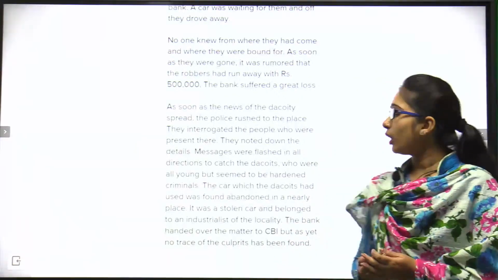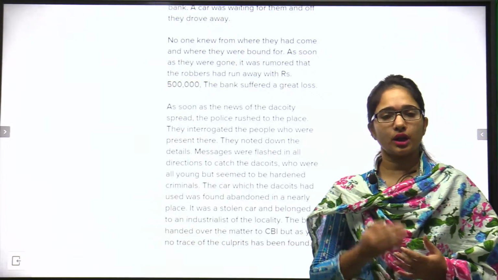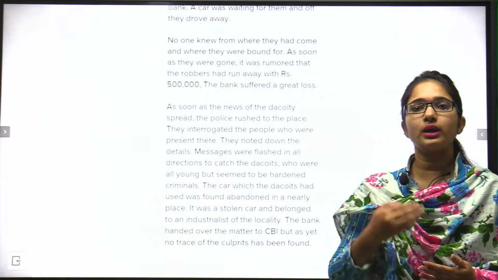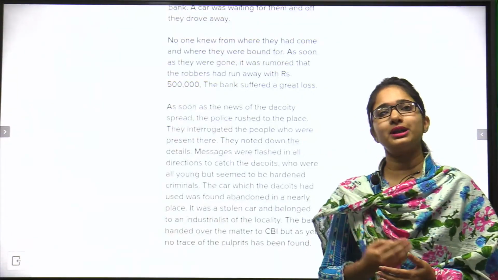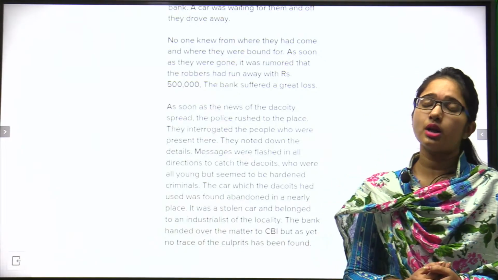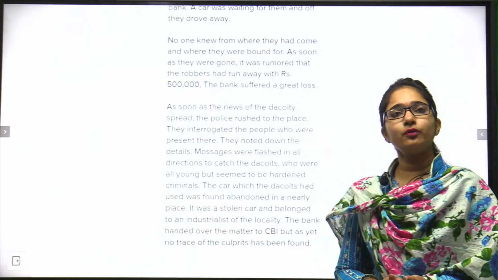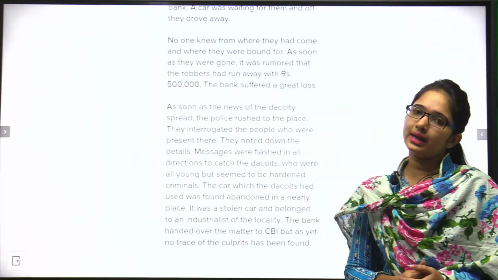One more thing I want to say: if you are able to describe the details properly, then only you will be able to help the police. So it is very important for us to know how to write a description of an incident.